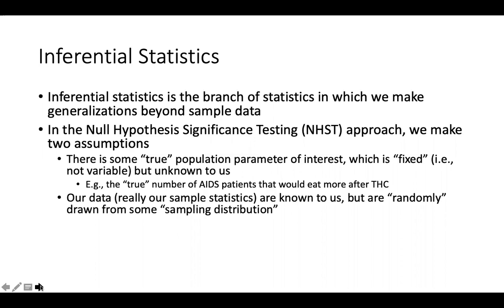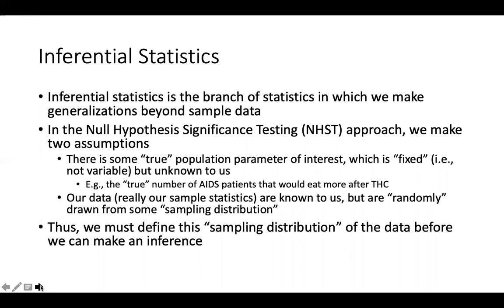Our data, we think of as random, meaning that there is some amount of variability across different samples that we take, meaning that we might take one sample of AIDS patients and find that 9 out of 10 eat more when they're given THC, and we might take another sample and find that 6 out of 10 eat more. So which is telling us the truth? Is any of that the truth, right?